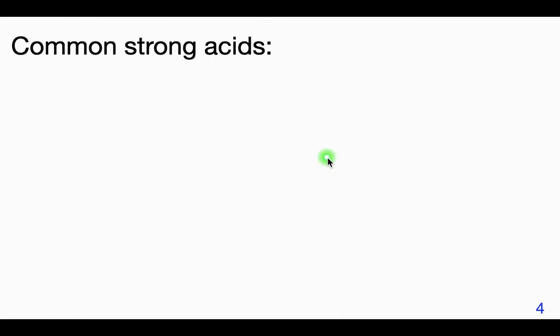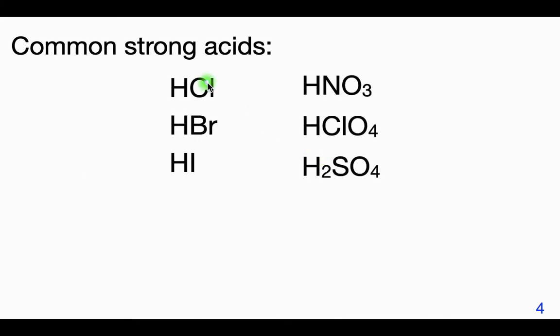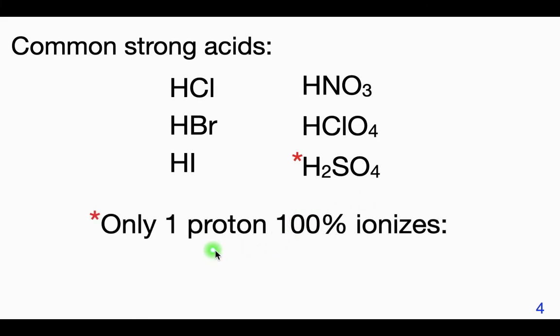Okay, these are the common strong acids you need to know. Hydrochloric acid, hydrobromic acid, hydroiodic acid. Of course, those are all halogens, chlorine, bromine, and iodine. Not fluorine, but those three. Nitric acid, perchloric acid, and sulfuric acid. Now, sulfuric acid is a diprotic acid. However, only 1 proton 100% ionizes.